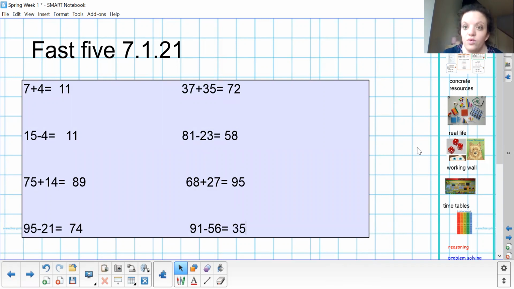Well done. If you got them all right, fantastic. And you can also show me the part whole diagrams for each of those pictures as well, which would be fantastic to see. And you can always send them off. Brilliant. Well done. Let's move on to the next part of our lesson.